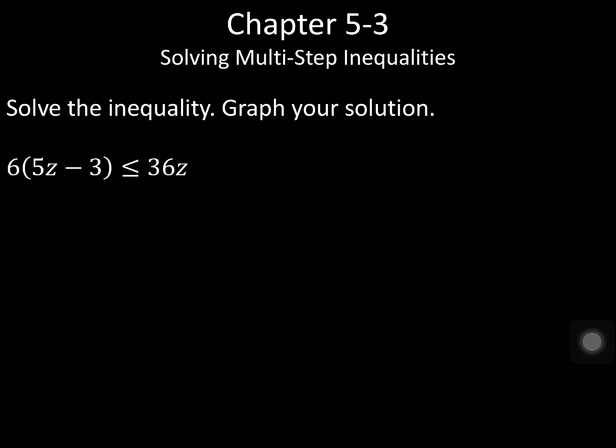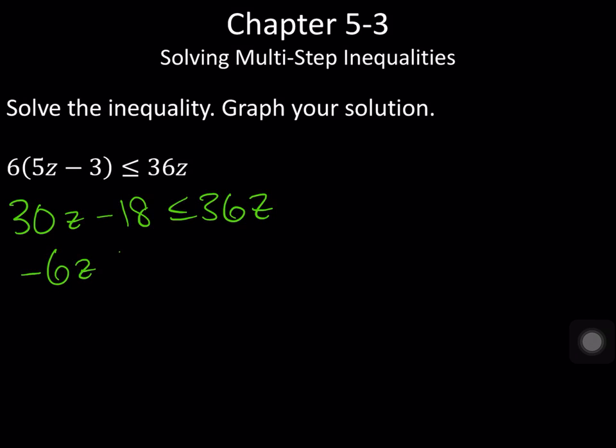Okay, now it's your turn. All right, so distribution, 30z minus 18 less than or equal to 36z. Okay, again, all the simplifying that we can do, we basically have it done. Variables on the same side. I probably want them to end up on the left, and so I'm going to go ahead and move them to the left. So I'm going to subtract 36z from both sides. So negative 6z minus 18 less than or equal to, and when I subtracted 36z from the right hand side, that left nothing, 0 over there.